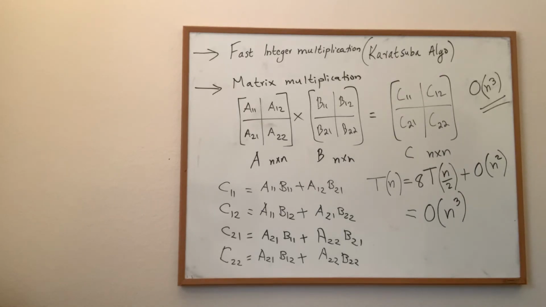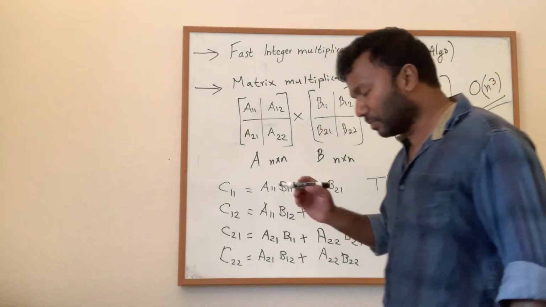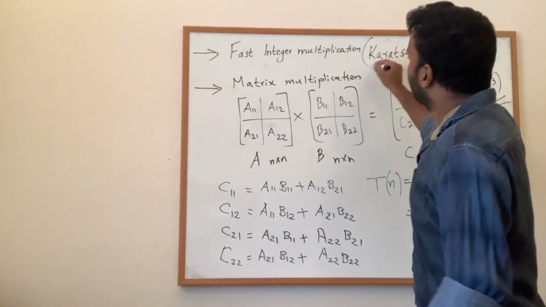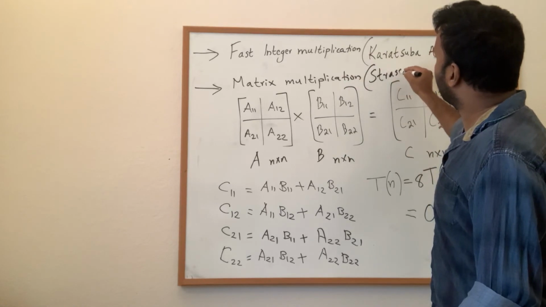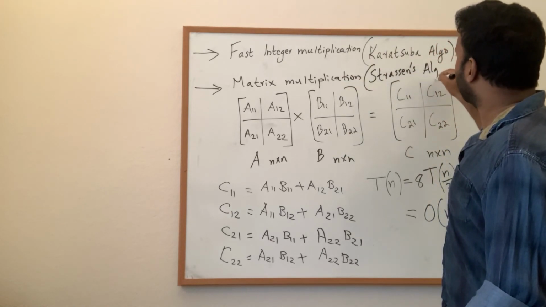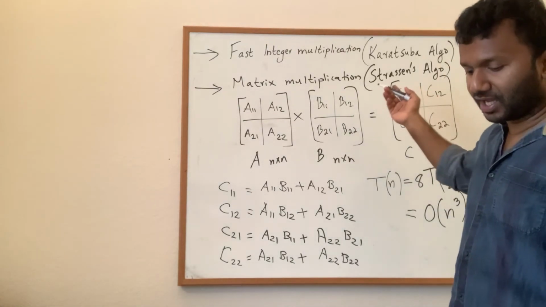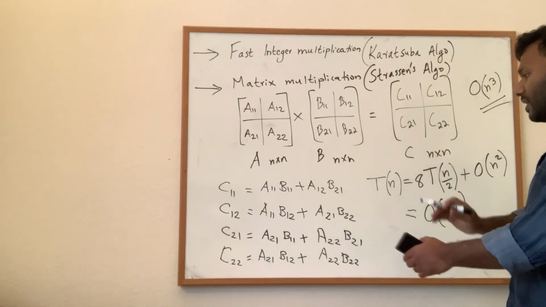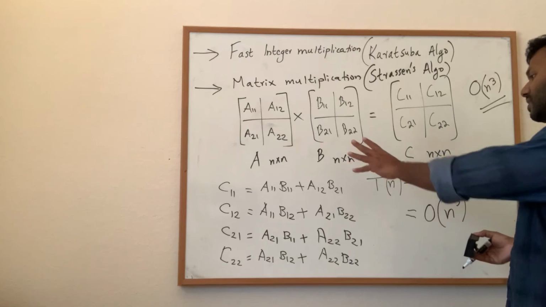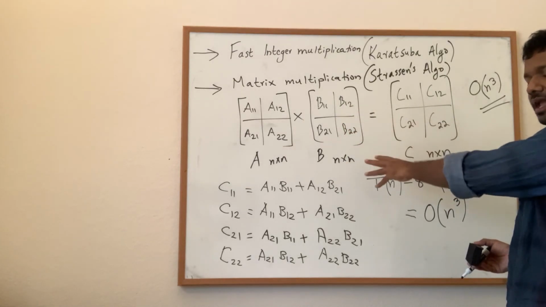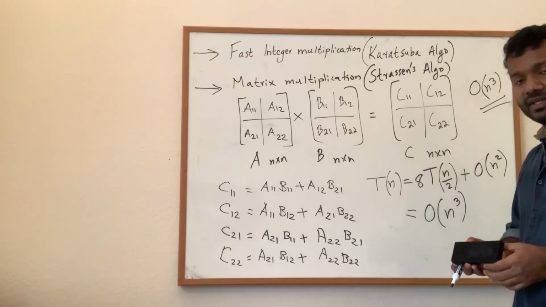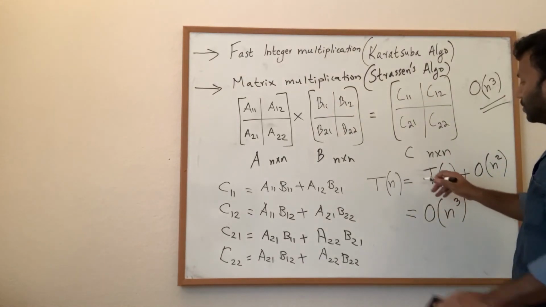Okay, which is nothing interesting, right? Because we already know how to do this in n cube. So this is not of any use. However, there is a smart algorithm known as Strassen's algorithm, or Strassen matrix multiplication algorithm. This is the name of the person who came up with this idea. So what he really did is, instead of reducing this thing to 8 subproblems, he managed to bring it to 7.